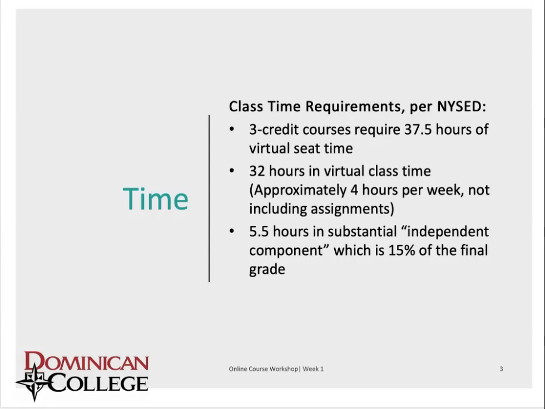The final 5.5 hours for a 3-credit course can be made up in something we've worked out called the independent component, which is generally a paper or project that a student does, some kind of independent work, which accounts for 15% of their final grade.